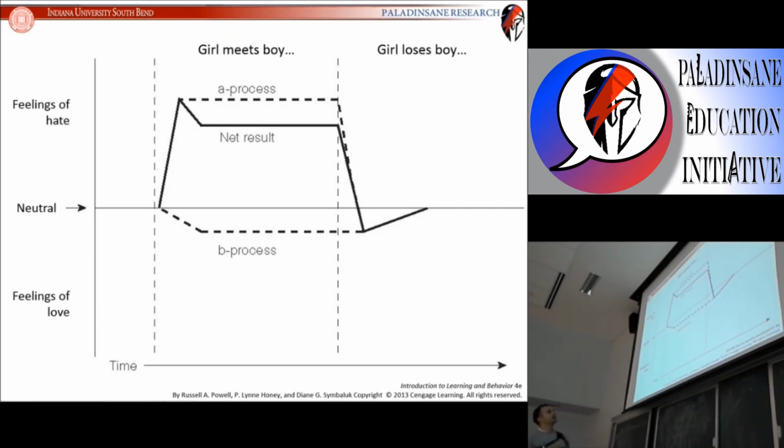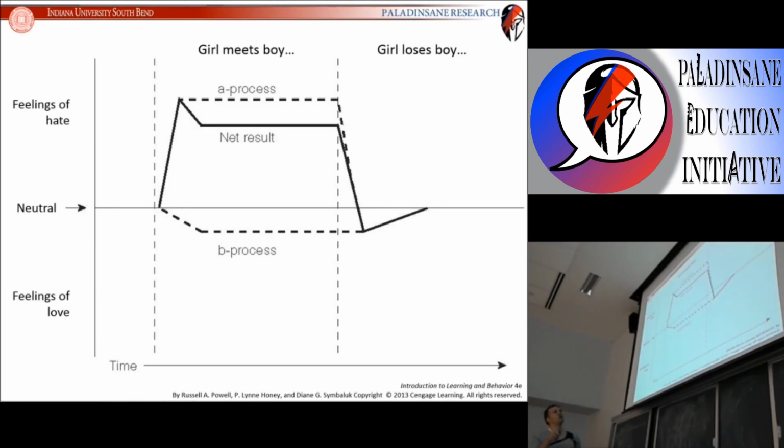That's the B process. First time that they meet, not very strong, right? B process can't fight the A process. So the B process is not very strong. A process wins out. First time girl meets boy, we get the net result of girl hates boy.